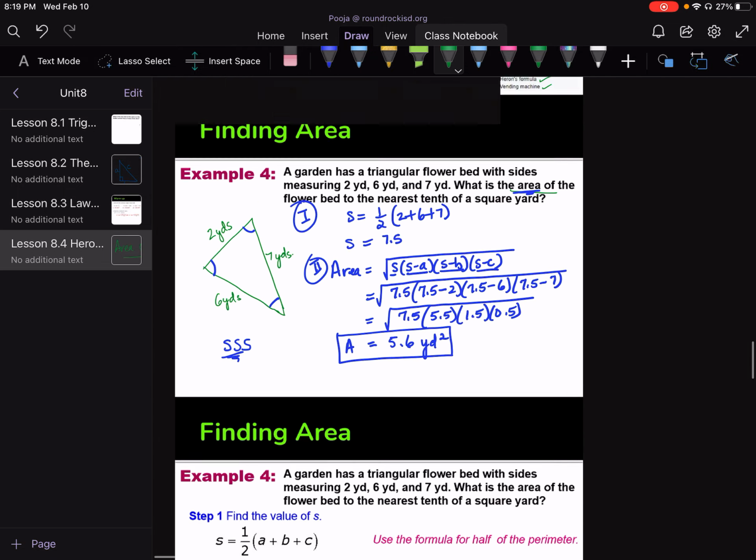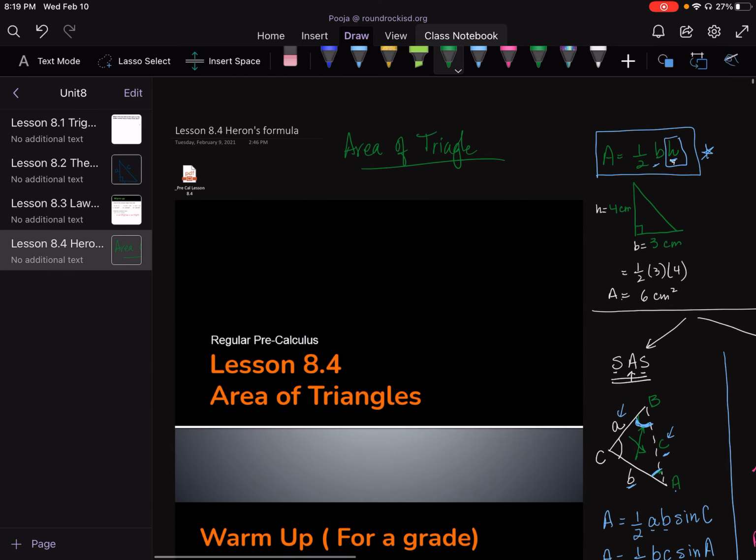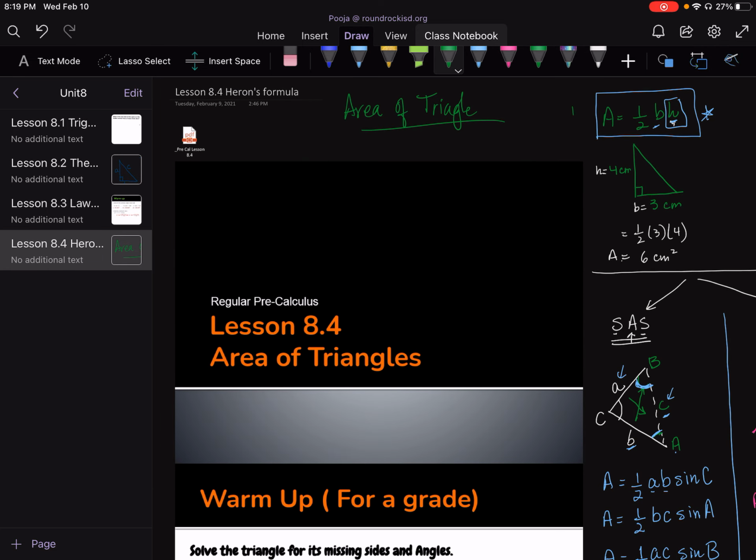That is it from my side. Bottom line again, there are three formulas available to us. Number one, the very old formula we've used for a very long time. This is only possible when the base and the height are both known.